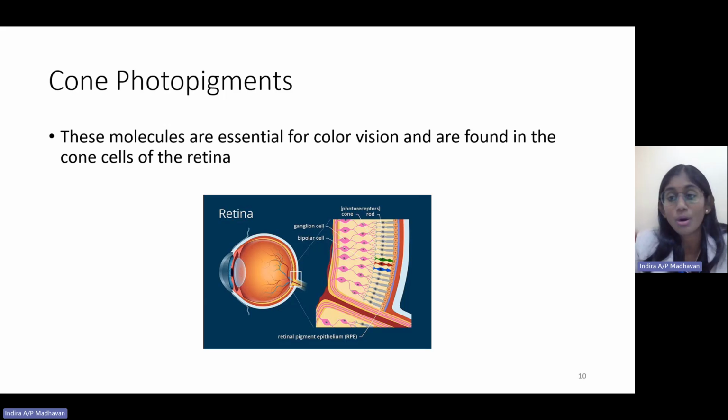Okay, now we move on to the cone photopigments. We're going to look in detail at what is actually in this structure. These molecules are essential for color vision and are found in the cone cells of the retina. These cone photopigments are divided further, so we're going to look at what is inside the cone. We know that we have the retina layer, and in that retina layer we have the cone layer. Now we're going to look at the inner part of the cone layer.